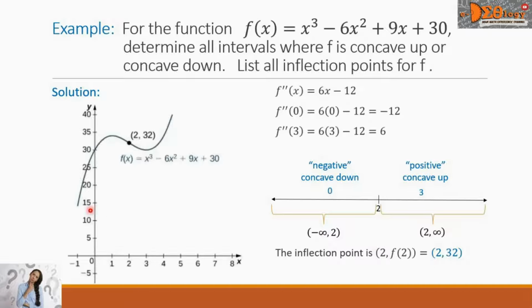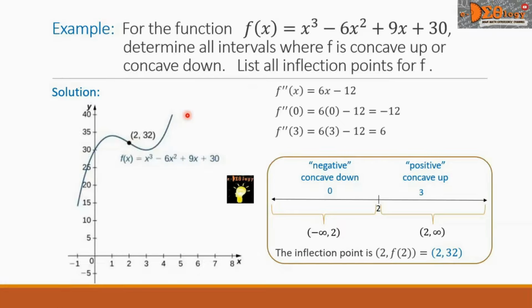Now using our graphing facility, this is the graph of our function. We can see that the point (2, 32) is the inflection point. Look now on the subinterval on the left side of 2. You can see that the function here is concave down, while on the subinterval on the right side of 2, we can see that the graph is concave up. This is our final answer.